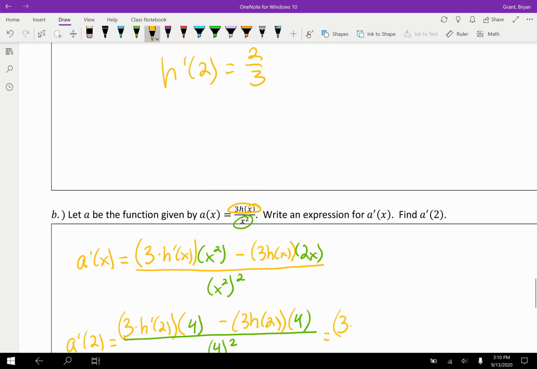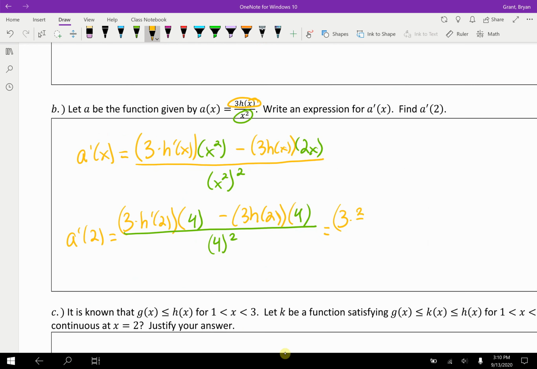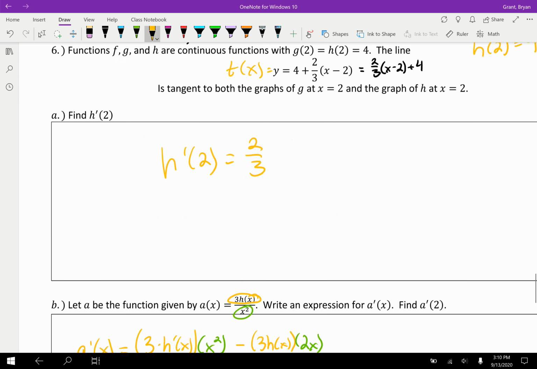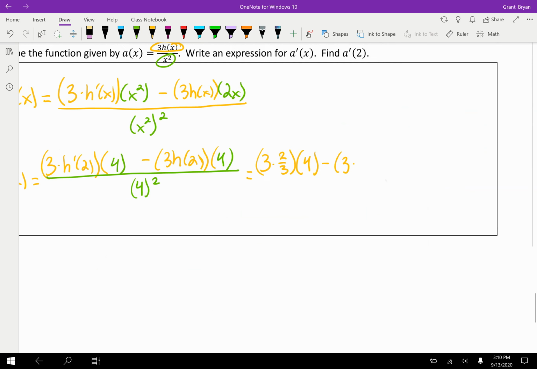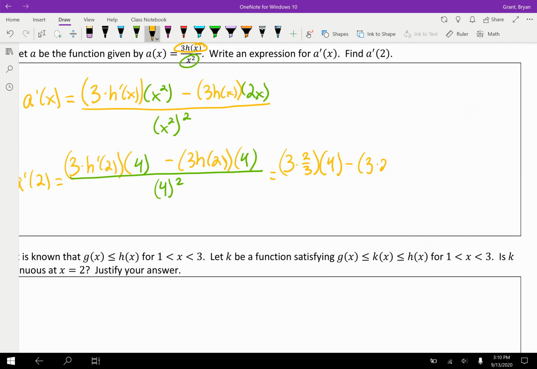H prime of 2, we found that up above, it's 2/3. Okay? 4 minus, and then we have 3. H of 2, what is h of 2? I think we had that up here, right? H of 2, that's 4. That's exciting. So h of 2 is 4. And that's also a 4 divided by 16. And you can actually stop here. This is a valid answer on a free response.